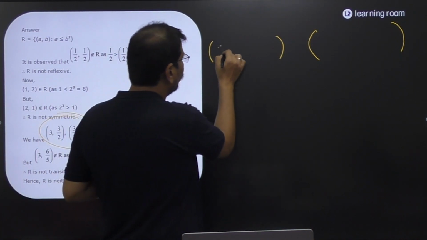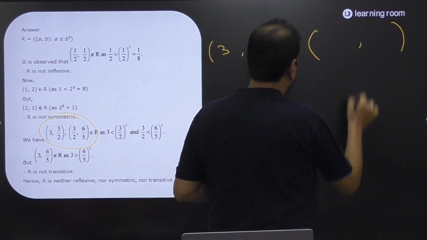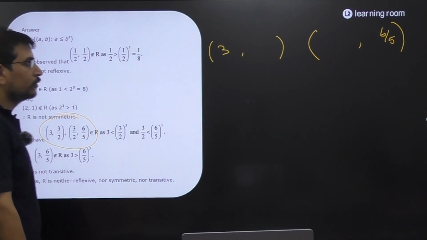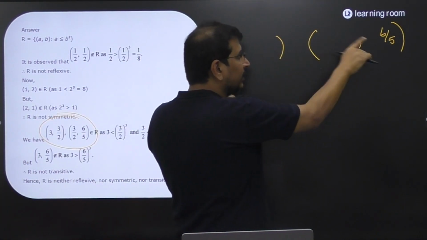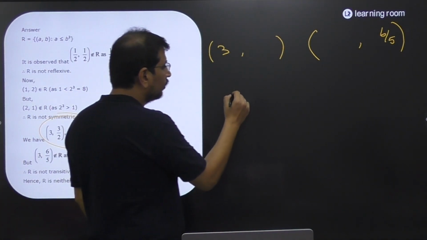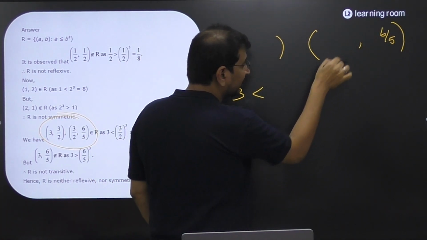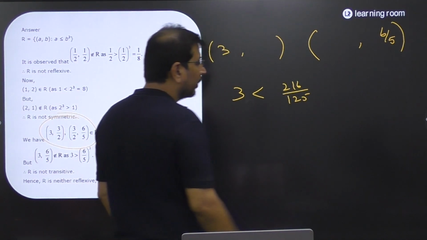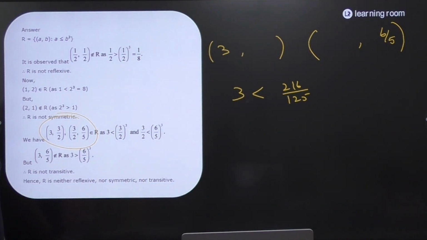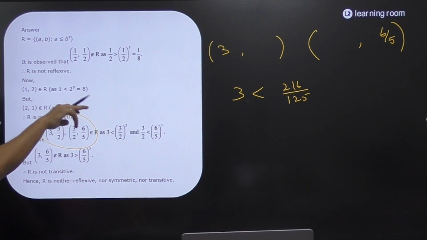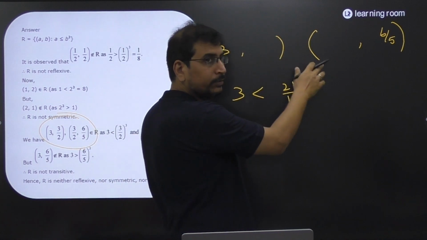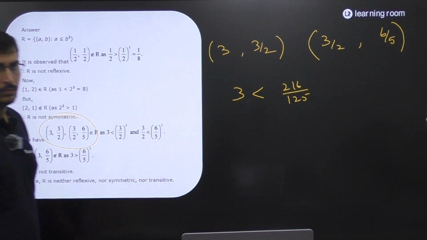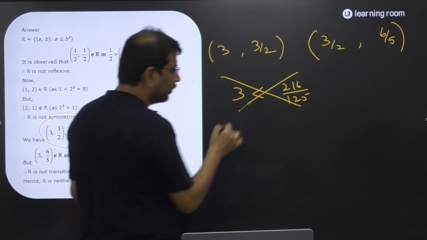So here, the logic they have used is they check 3 comma something, and a number 6 by 5 is taken. So how is it working for 3 and 6 by 5? See, 3 is less than, what is 6 by 5 the whole cube? 216 divided by 125. It is less than 2, because 125 times 2 is 250. So, intermediate, they have filled a number which satisfies, which is 3 by 2. So they made it fail here.